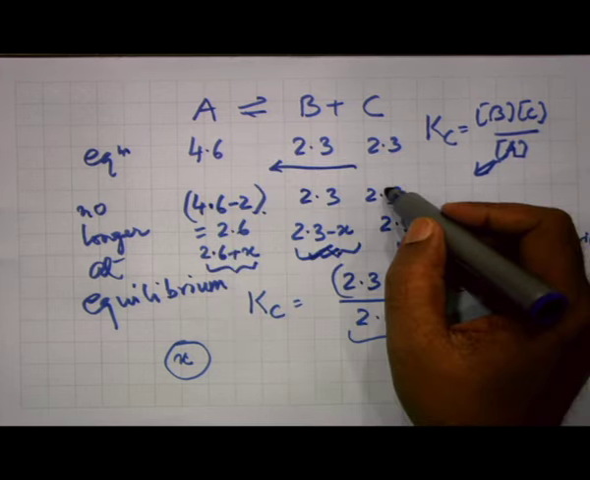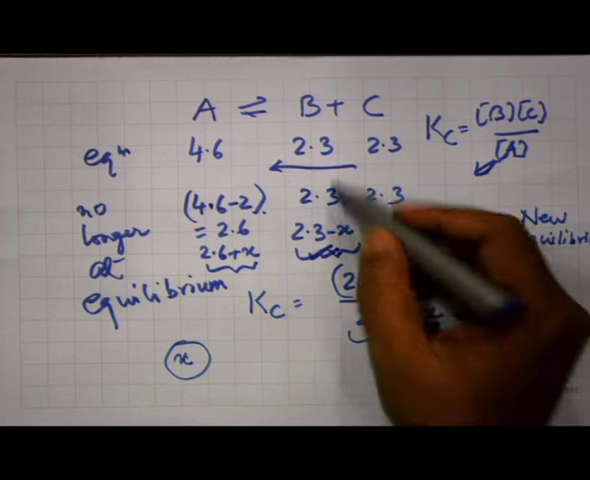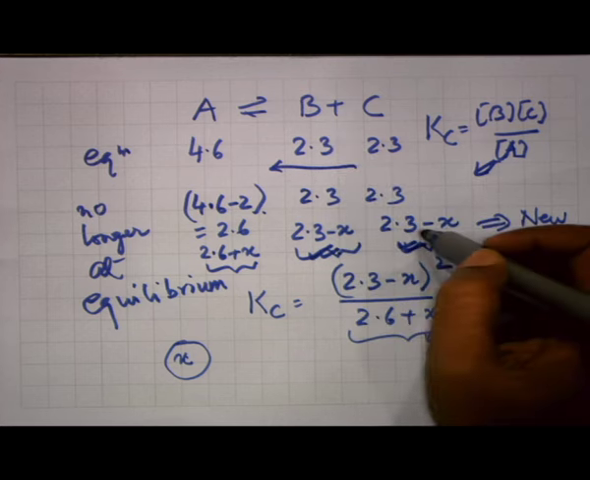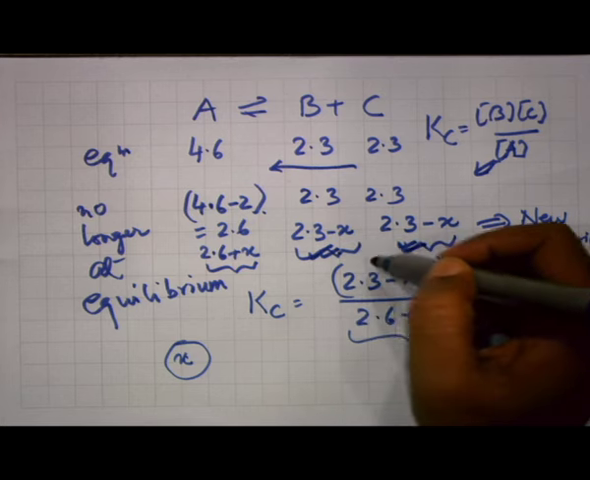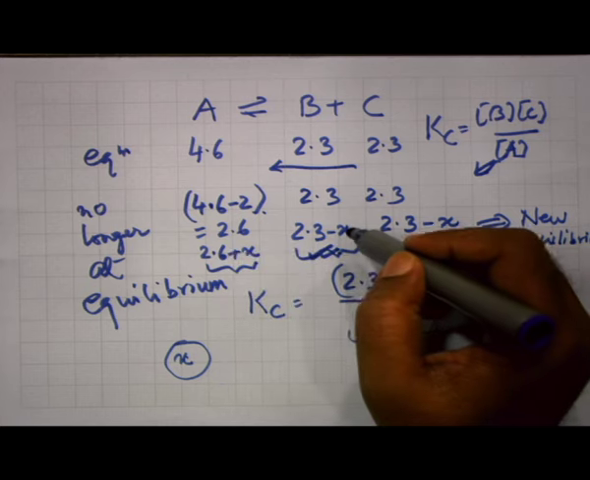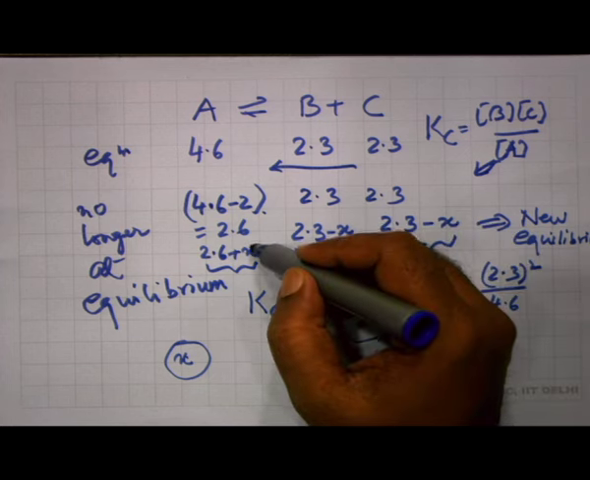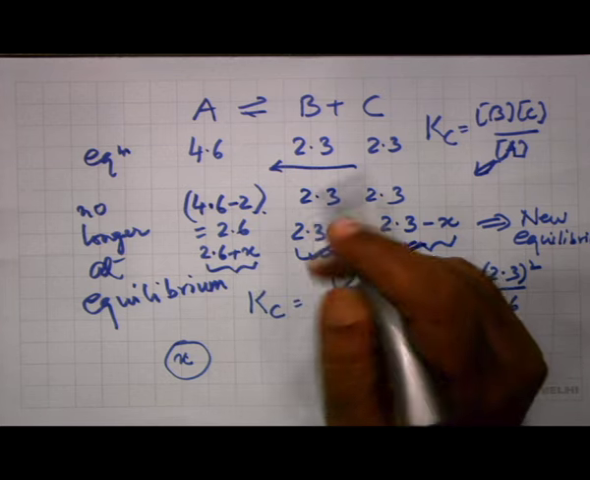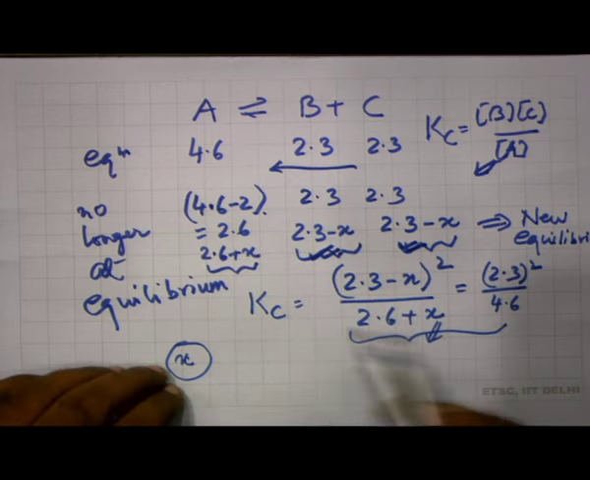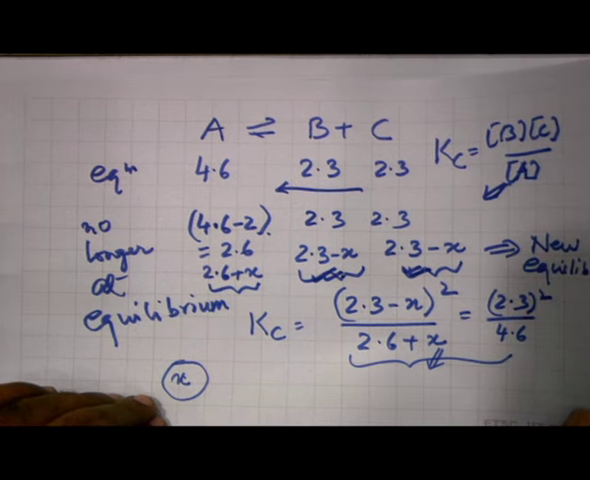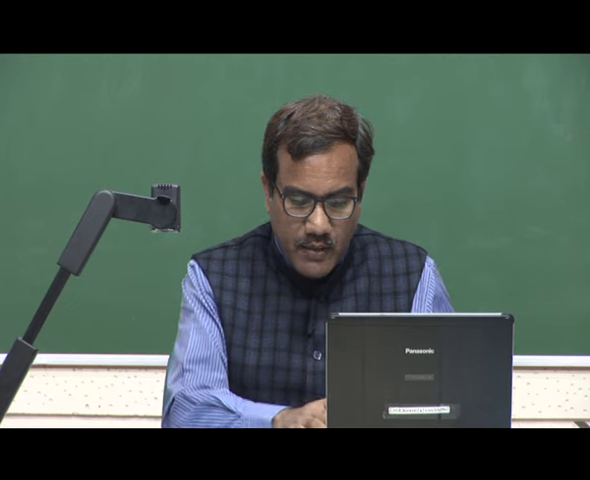And so, we can simply write that C is decreasing by x amount. So, B will also decrease by x amount, both are reacting, they must react in the same stoichiometry. And so, if concentration decreases by x for B and C, concentration of A will increase by x. And so, you can simply write 2.6 plus x, 2.3 minus x, 2.3 minus x, and so Kc can be calculated. So, this is about the problem which can be solved using concepts from your equilibrium constant.